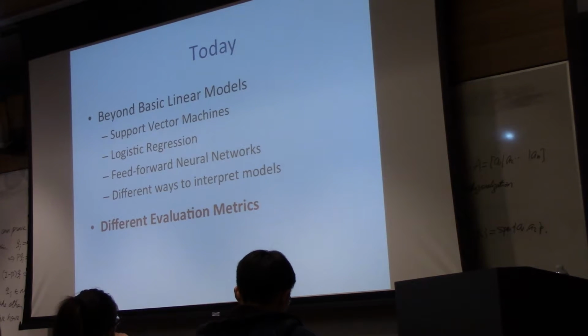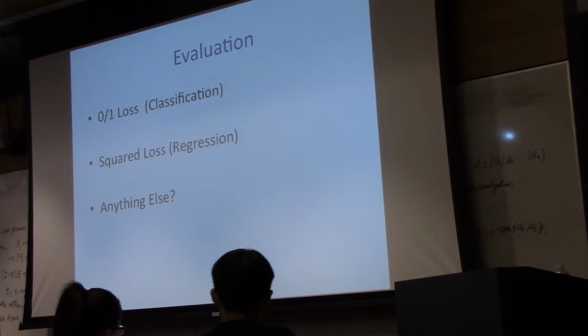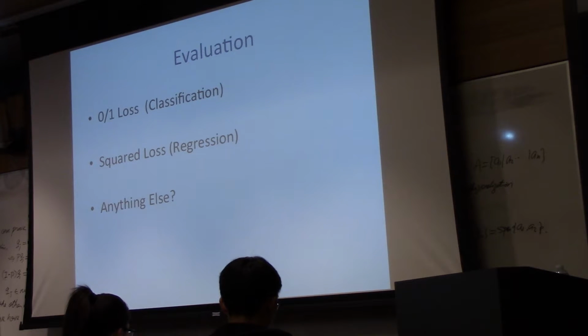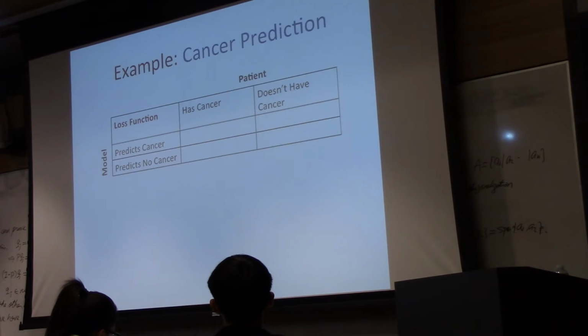Okay, so I'm going to end the lecture today with a discussion over different evaluation metrics. We've talked about 0-1 loss for classification as the measure of choice, at least for evaluation. We're going to mostly focus on evaluation in this last part, not on how to minimize these loss functions, although I'll talk about it in a little bit. And we talked about squared loss as the measure of choice for regression. Is there anything else that we could possibly care about other than 0-1 loss and squared loss? Turns out that there is.